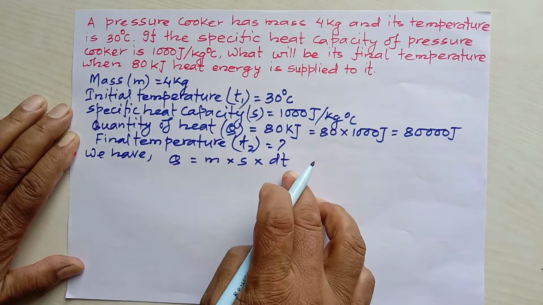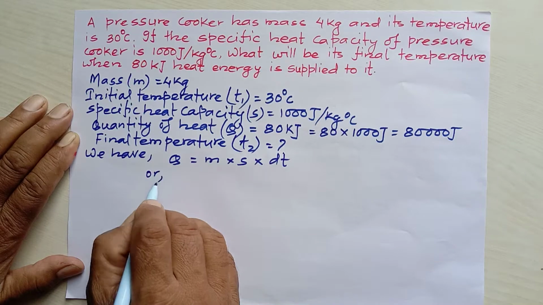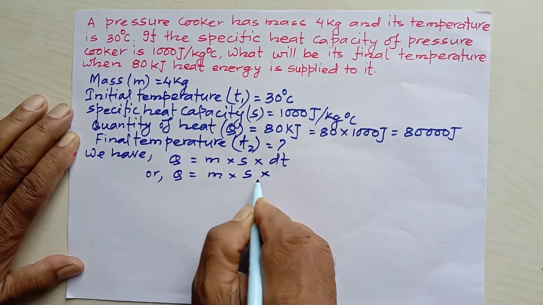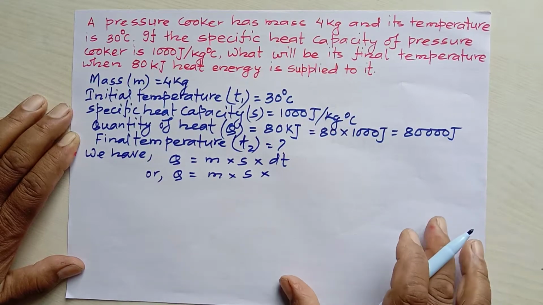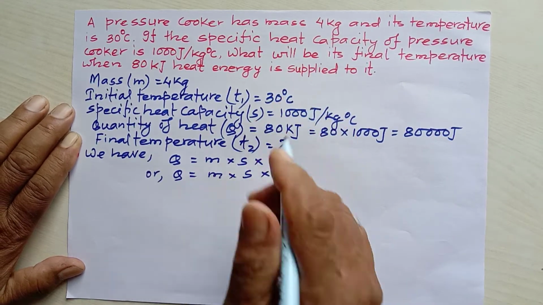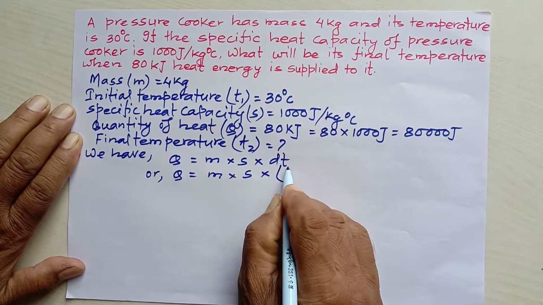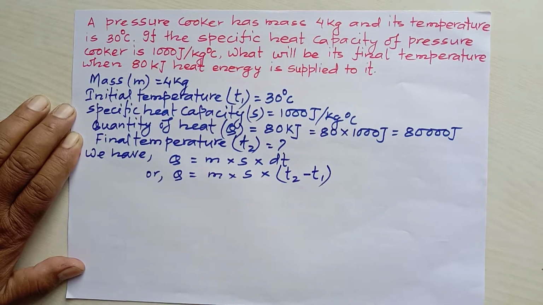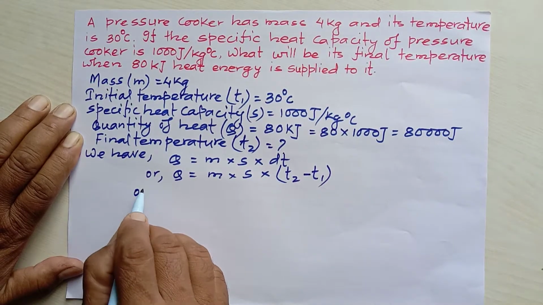And instead of dt, you can write another step also. Q equal to M into S into, what is dt? dt means difference of temperature, and the final temperature is greater than the initial temperature. That's why T2 minus T1 is dt, the difference of temperature. Now we can take values.